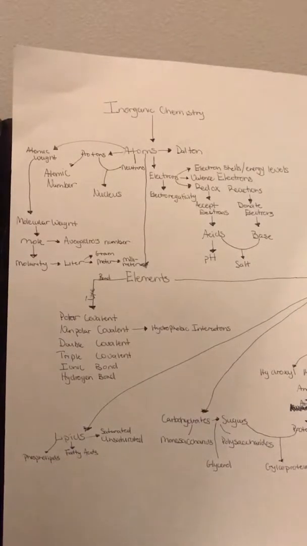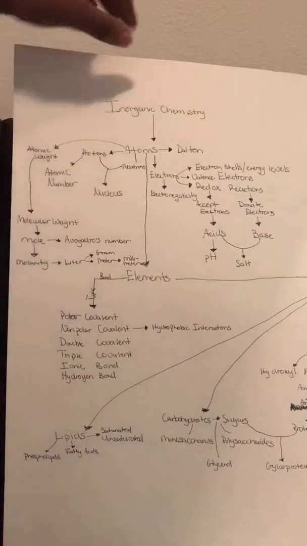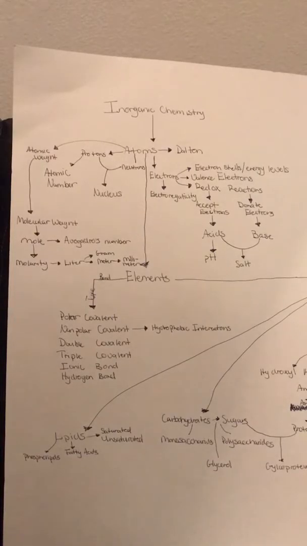So here's my concept map. I began with inorganic chemistry, which is the study of inorganic compounds. All compounds are made up of atoms. Atoms are measured in units of Daltons.